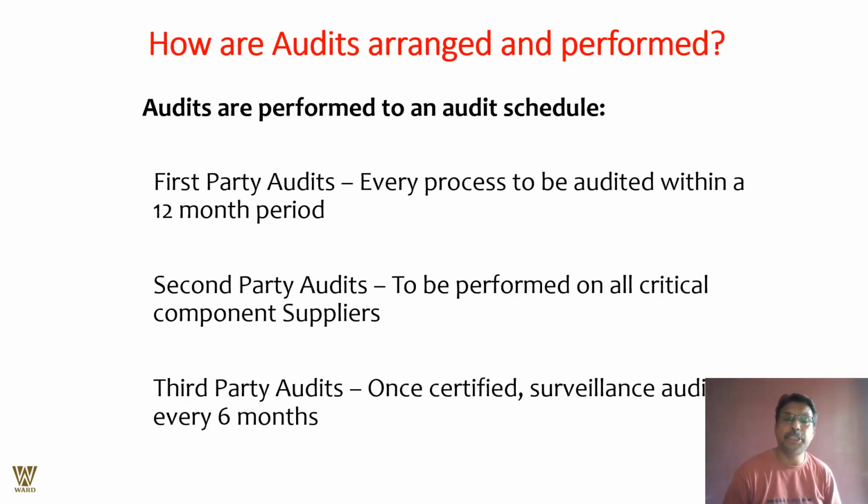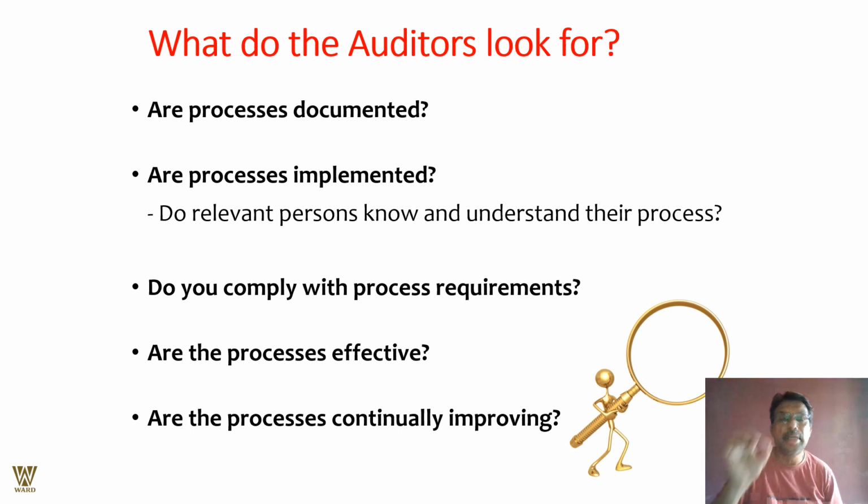Audits are performed to an audit schedule. The first party audit is to be done once in every 12 months. The second party audit is to be performed for all critical components of the supplier. The third party audit, once certified, surveillance audits are done every 6 months.